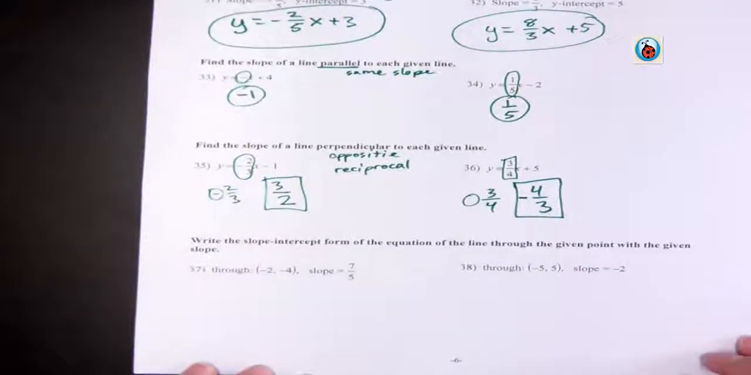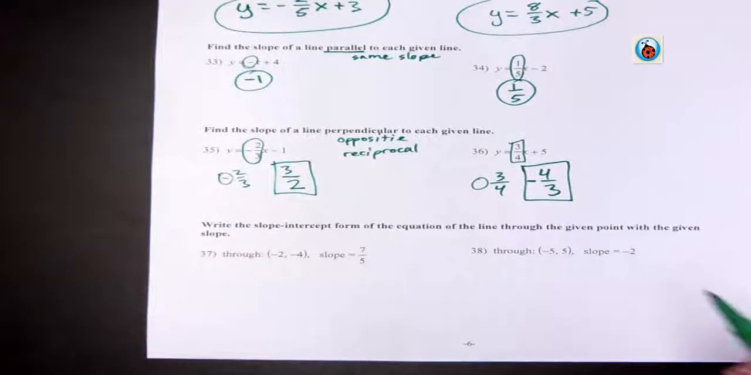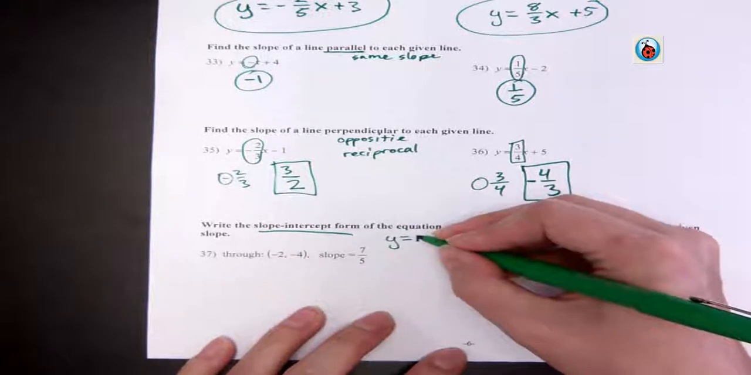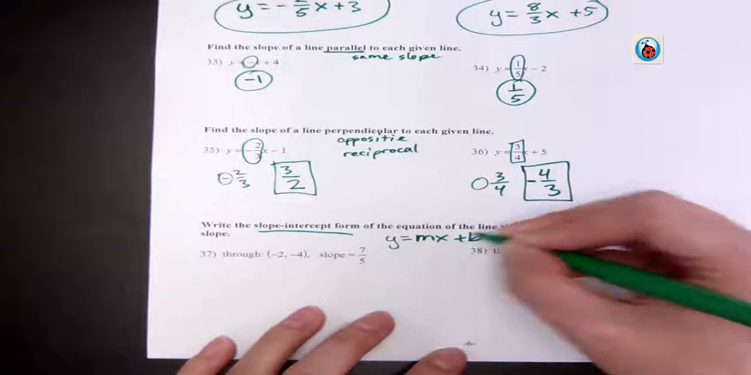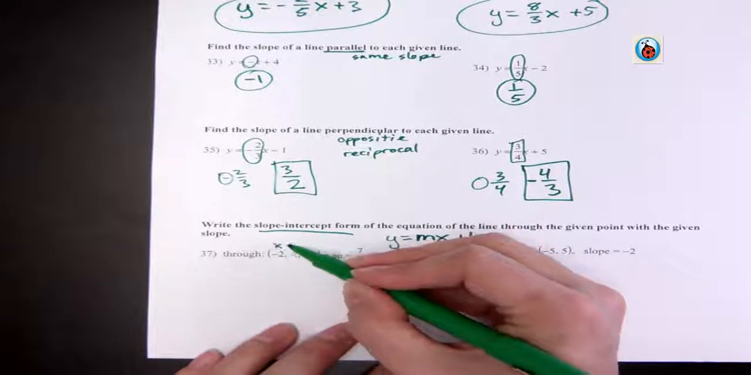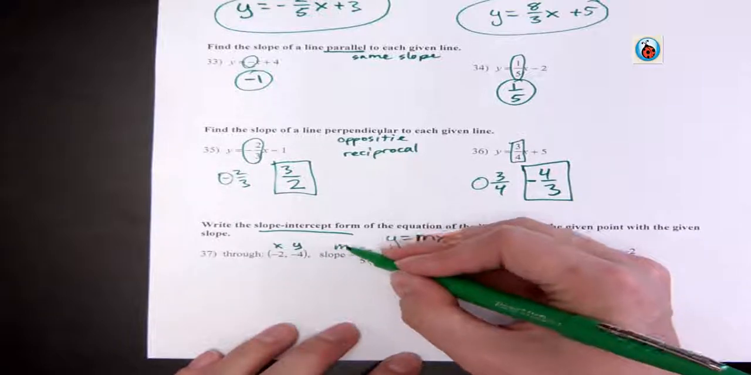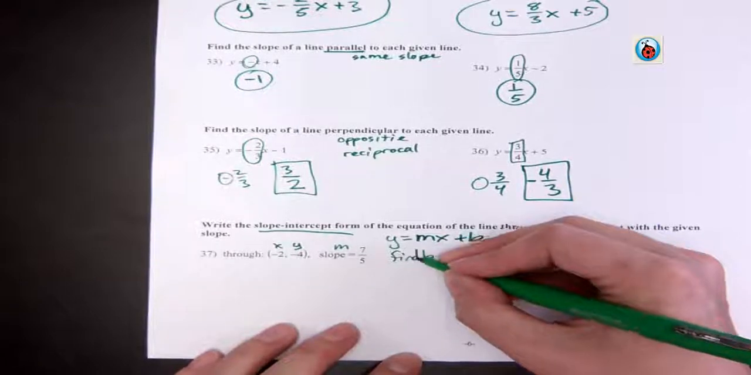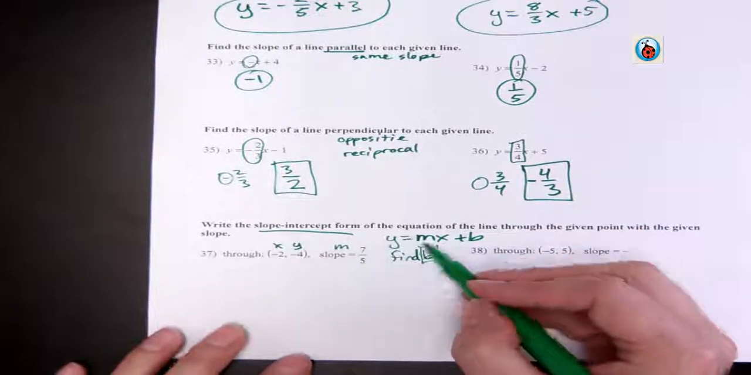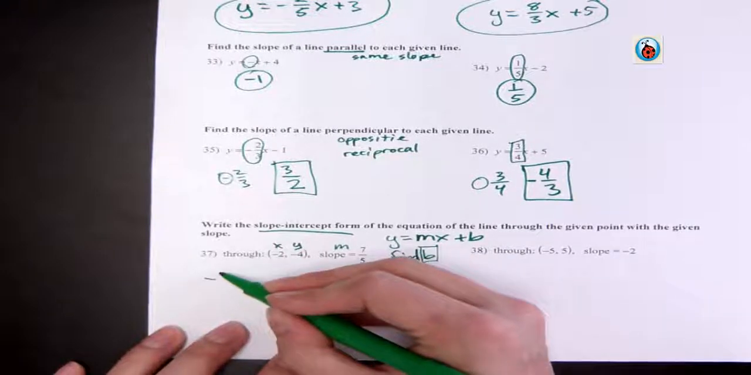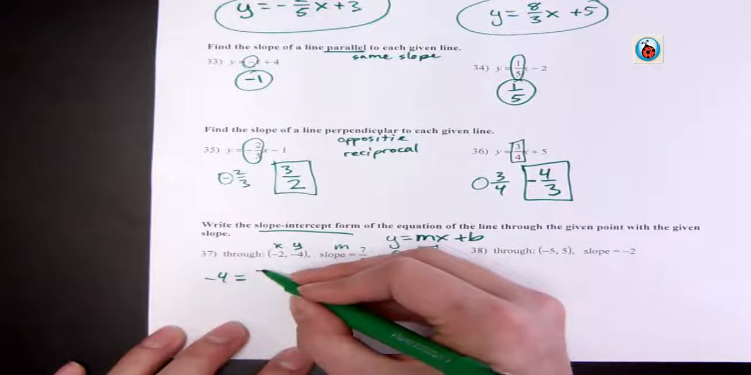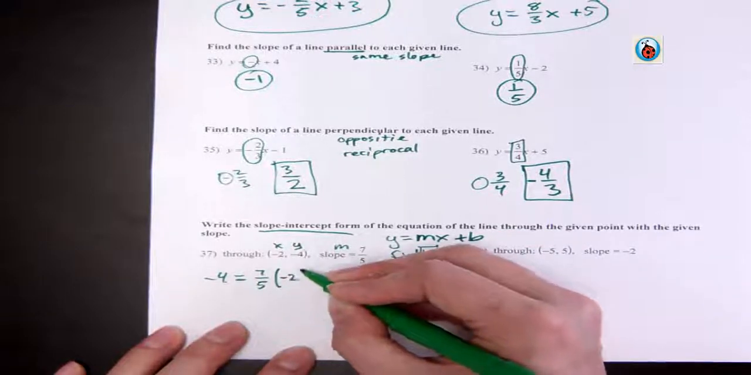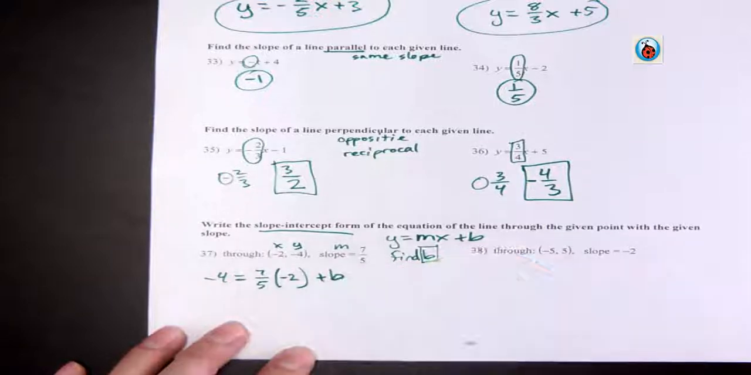Nice and easy. Okay. Now we have to write an equation from a point and the slope. So my equation is still y equals mx plus b. This time they gave me x and y. They gave me m. I need to find b. Okay, and so I'm going to plug in what they gave me. So y is -4 equals my 7/5 times my x, which is -2, plus b.